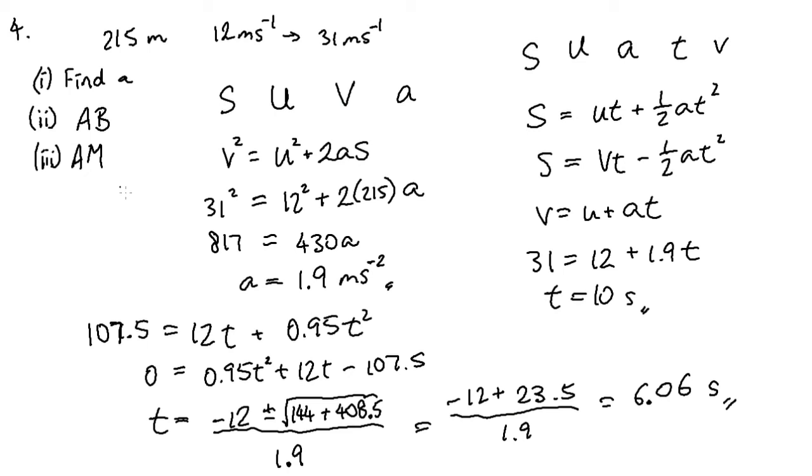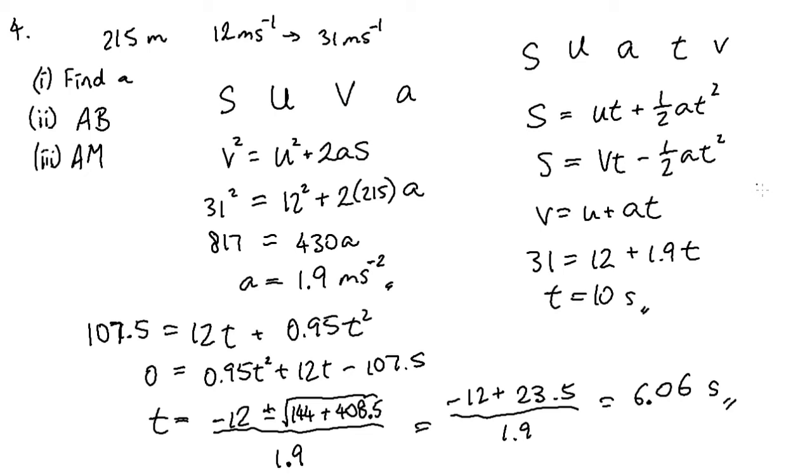So part 4, it's a 1 marker. You need to explain why it takes more than 5 seconds, half of 10, to get from A to M. The reason is, I'm not going to write it down, but you can just listen to me.